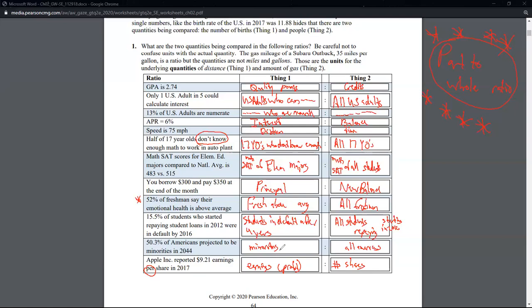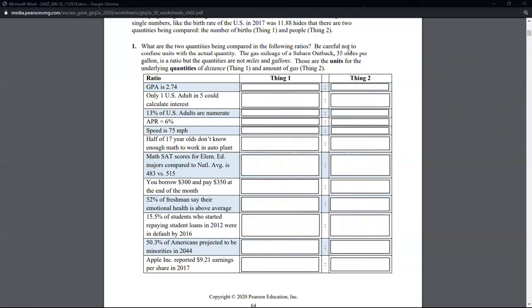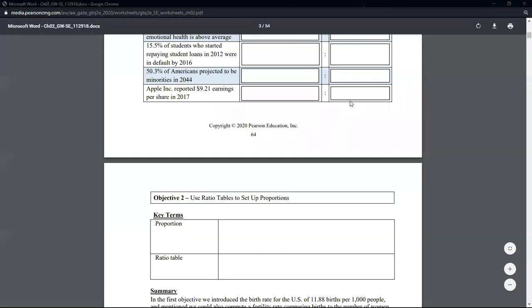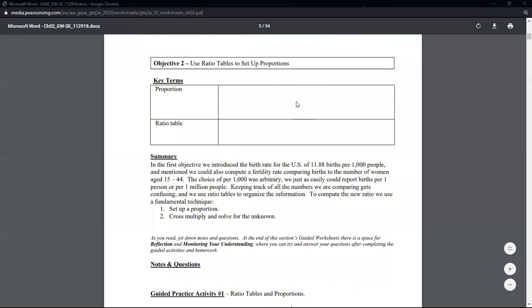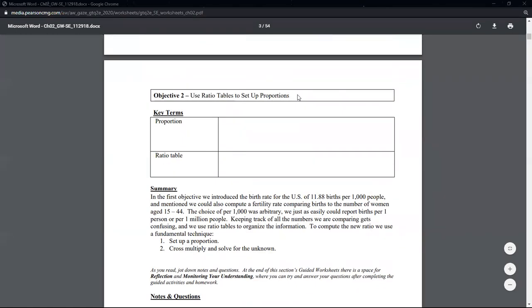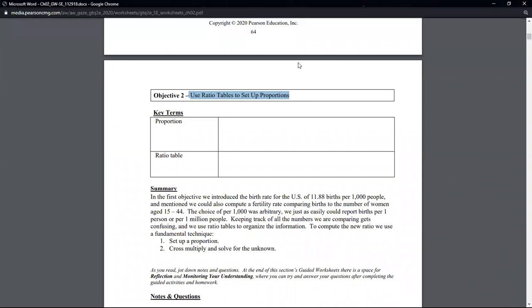Okay, let's clear. Let's go up, annotate, and scroll down. So, using ratio tables to set up proportions. This idea is going to get used over and over again in here. What are ratio tables? How do we use them to set up proportions?